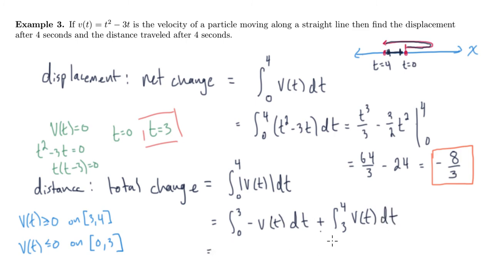And now these integrals we do exactly the same way as before. We plug in t squared minus 3t, except it's going to be negative in the first one, of course. Find an antiderivative, and evaluate the antiderivative at the lower and upper limits of integration. And what we're going to get is 19 over 3. That's the total distance traveled. Not how far away I am from where I started, but how much I went forward plus how much I went backwards.